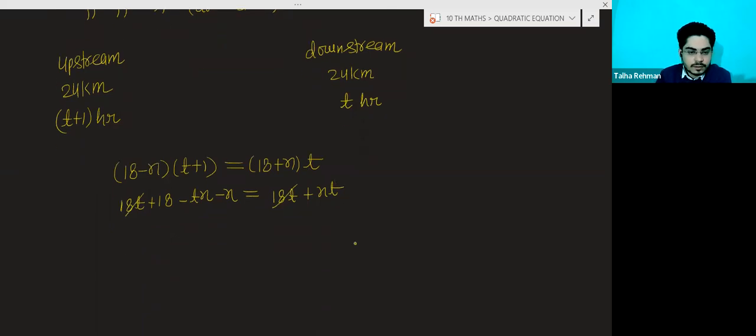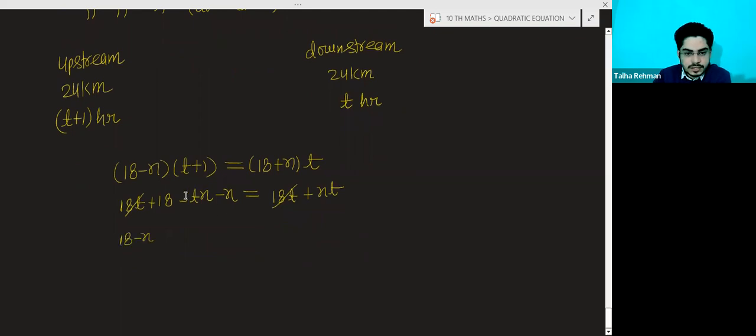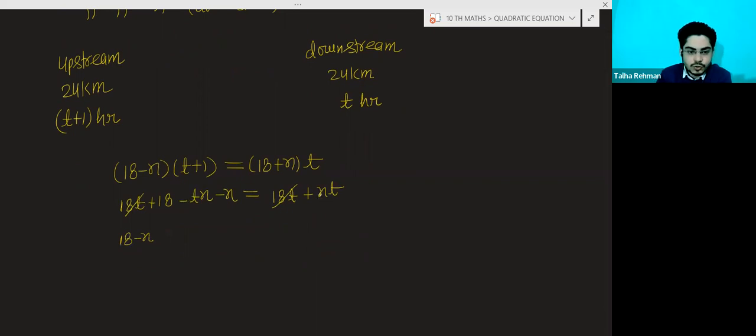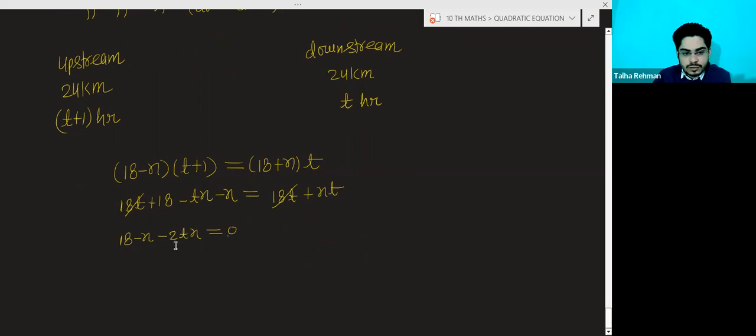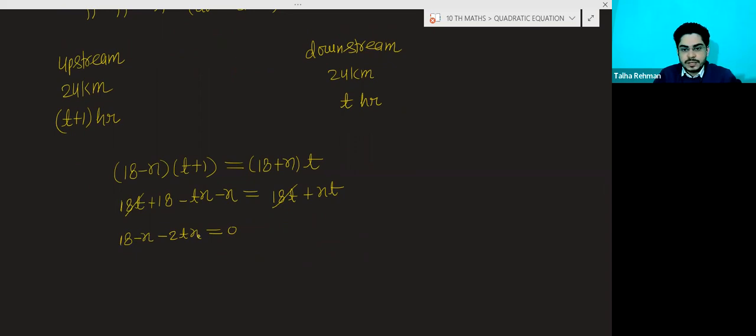So you will have 18 minus x. This is tx, this is minus tx, and this is plus tx. So it will become minus 2 into tx, and that is equal to 0. Now we cannot solve this equation, so we have to find the value of t.